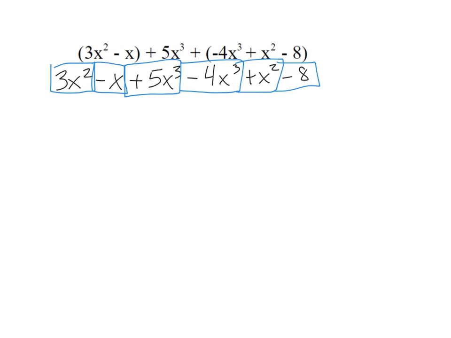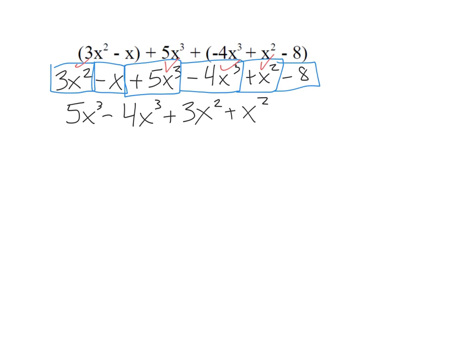So in this case, if I'm going from left to right, I see that it is 5x cubed minus 4x cubed. And then my next highest is x squared, so I'm going to do 3x squared. And it's a plus because there's no sign in front of it, so 3x squared and plus x squared. And so I've got that done as well.